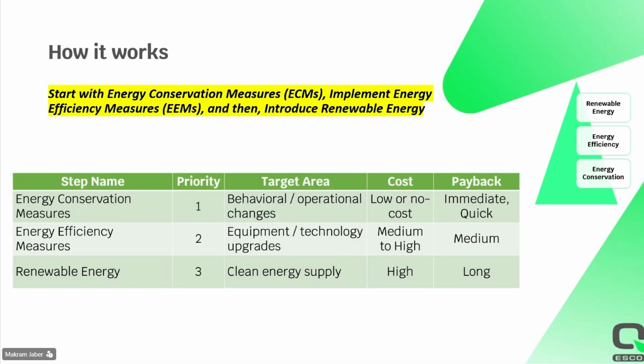So as a priority, as we said, we will start with energy conservation measures that are behavioral or operational changes. They are low cost, or even no cost sometimes. The payback is immediate. For example, if we start to change our behavior regarding turning ACs and lighting off and on, this does not require any investment, and we will see the energy reduction and saving in a very short time.